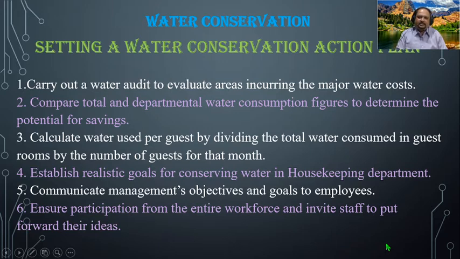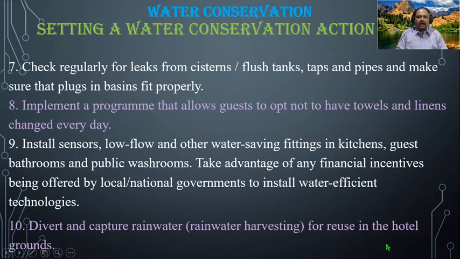Number 4, establish realistic goals for conserving water in the housekeeping department. Number 5, communicate management's objectives and goals to employees. And number 6, ensure participation from the entire workforce and invite staff to put forward their ideas.